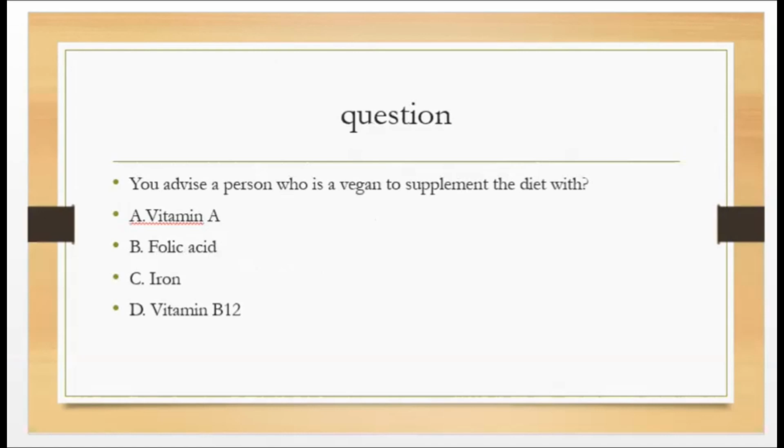You advise a patient who is a vegan to supplement the diet. So somebody that is a vegetarian, what do you advise them to supplement? Is it vitamin A, folic acid, iron, vitamin B12? So if you say vitamin B12, you are correct. B12, okay? You tell them to take a lot of vitamin B12.